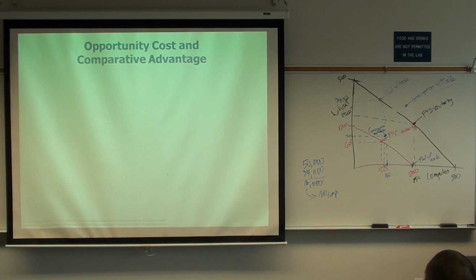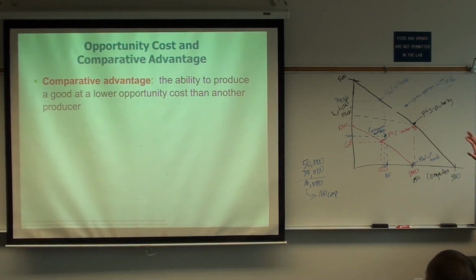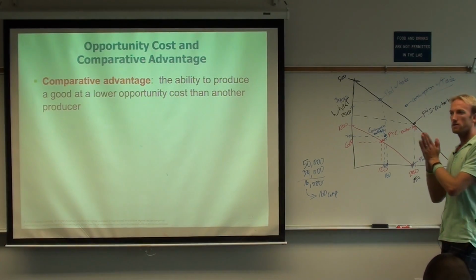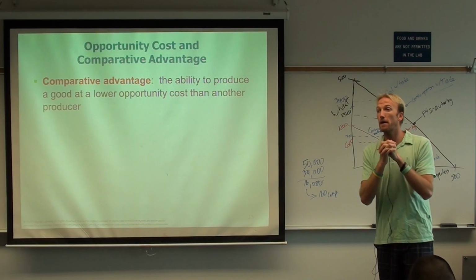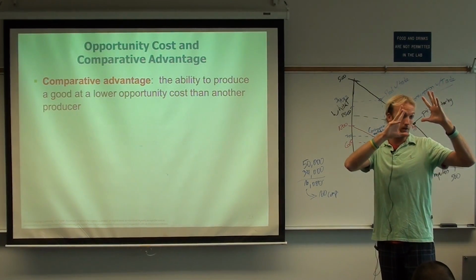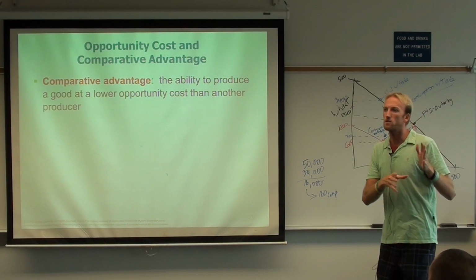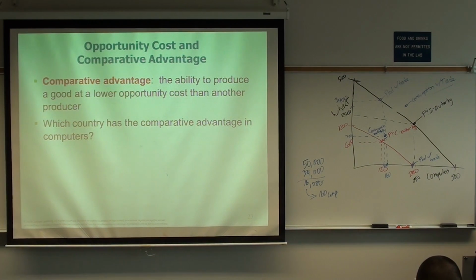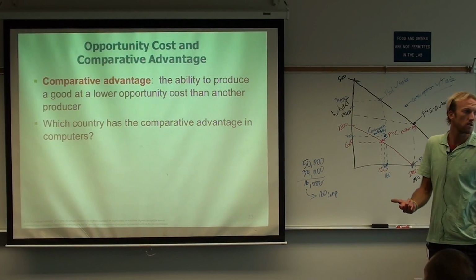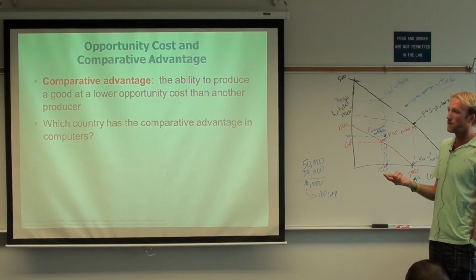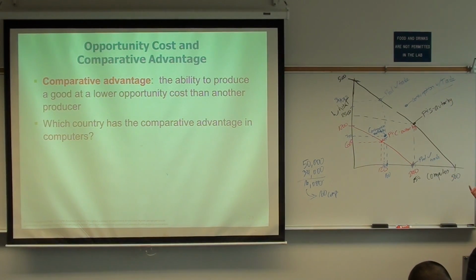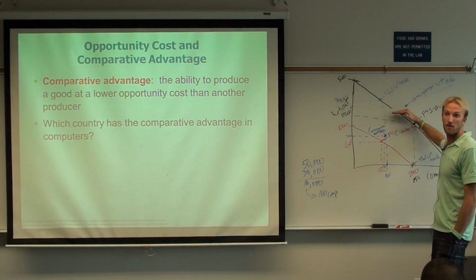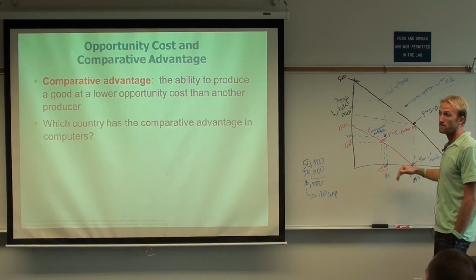Okay. So let's talk about this. When someone has a cheaper opportunity cost, it's called comparative advantage. When someone has a cheaper input cost, it's called absolute advantage, right? But comparative advantage is a cheaper opportunity cost. So let's look. What country has the comparative advantage in computers? Another way to say that is which country's PPF is flatter? Which country's PPF is flatter, right?